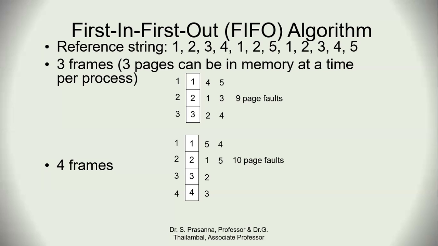And again, what is the next value to be stored? It is 3. So the next arrival of page after 4 in the reference string is 1. So 1 will be removed and 3 is replaced. After that 2 will be removed and 4 is replaced. So totally you have 9 page faults here.